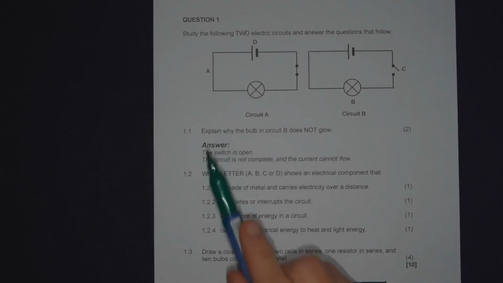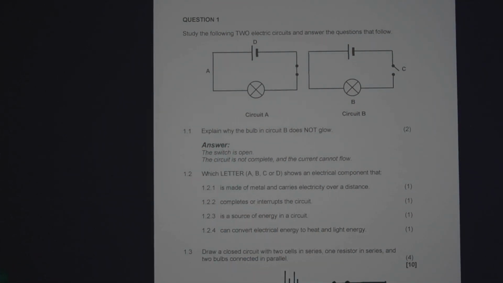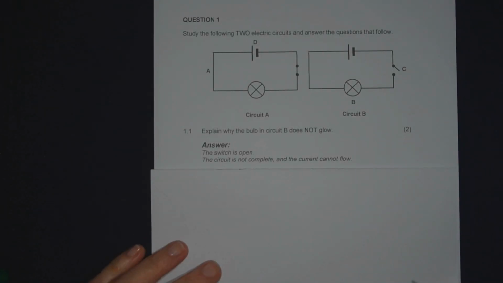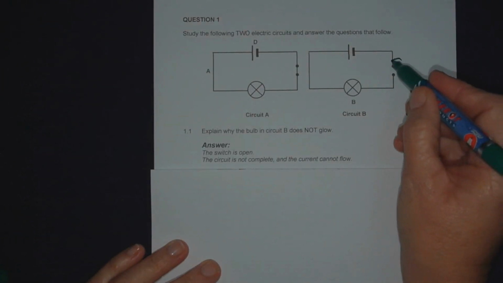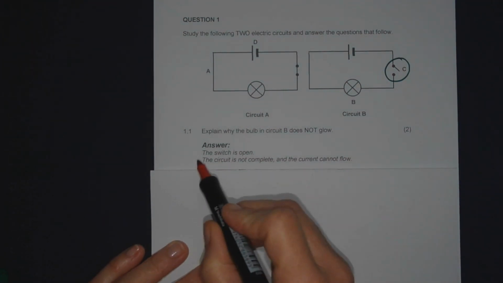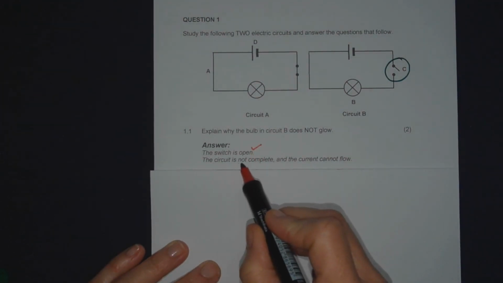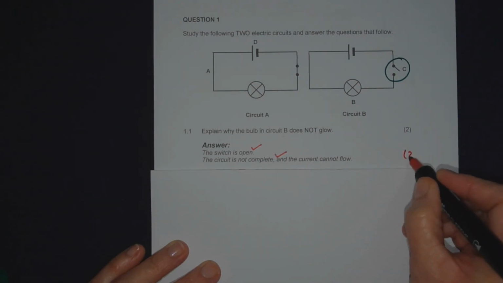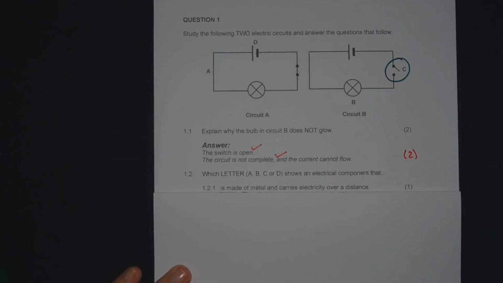And the first question is explain why the bulb in circuit B does not glow. And I think it's very obvious the bulb will not glow because the switch C is open. So the switch is open and the circuit is not complete, and therefore the current will not flow. And that is where you will get your 2 marks from.